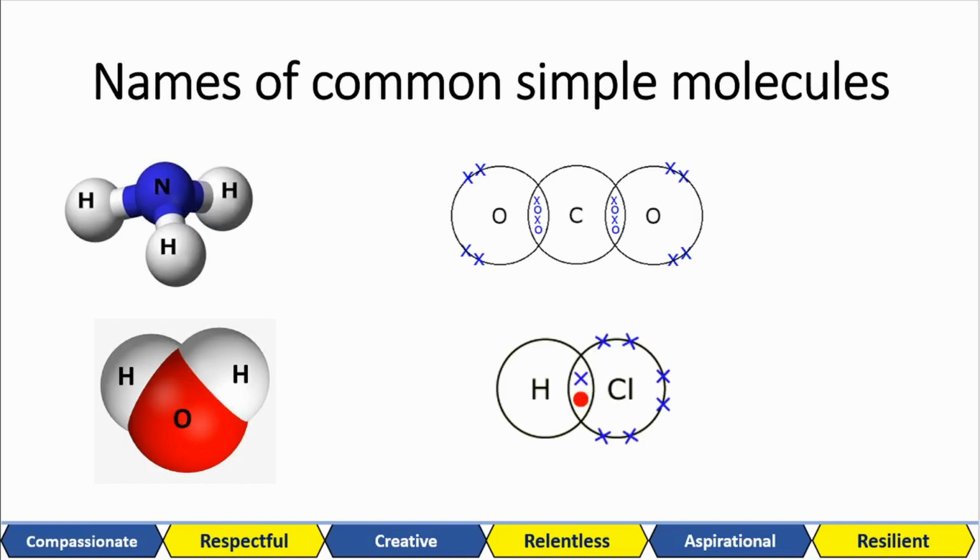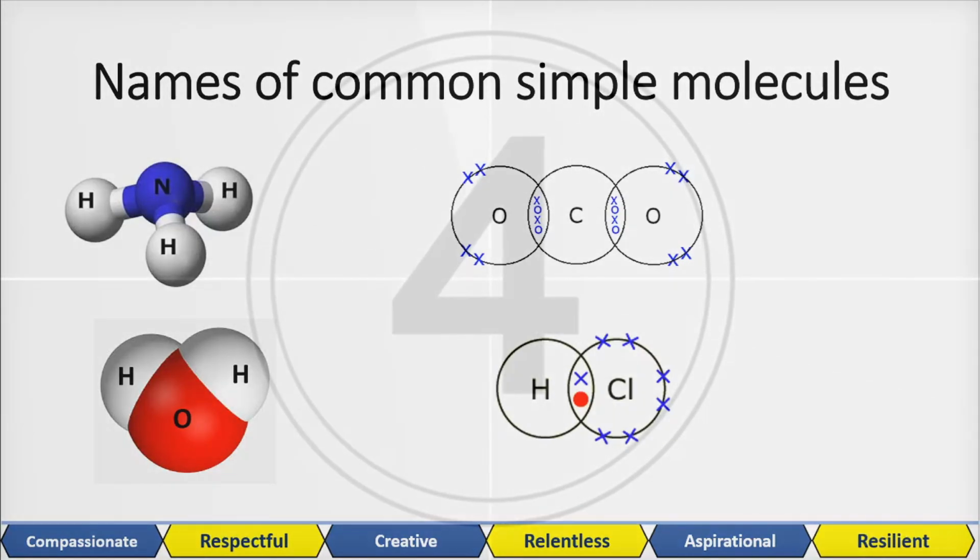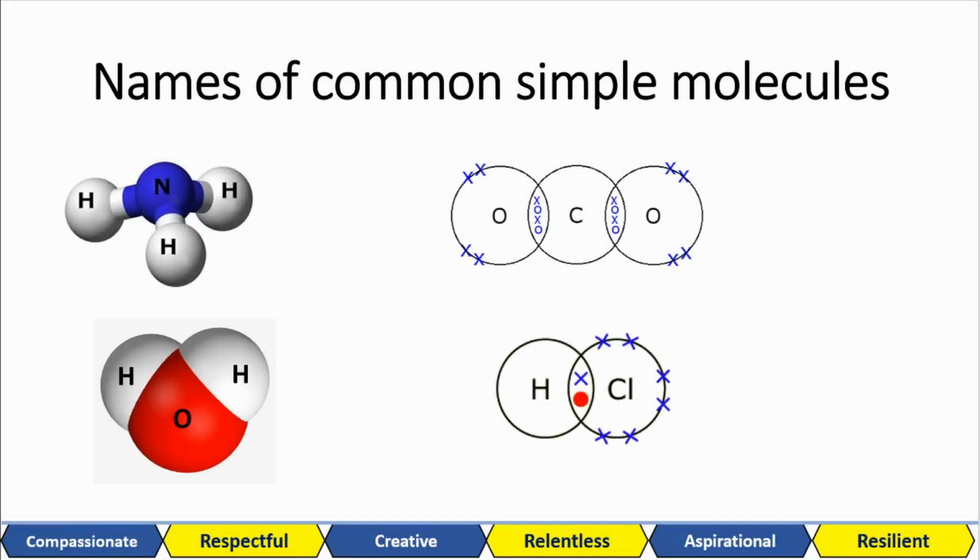Take some time to try and name these, and as an extension, write the chemical formula for them. You shouldn't get intimidated with all the detail. You should only focus on the element symbols that you see. For the first one, it's called ammonia, and the correct symbol equation for this is NH3.